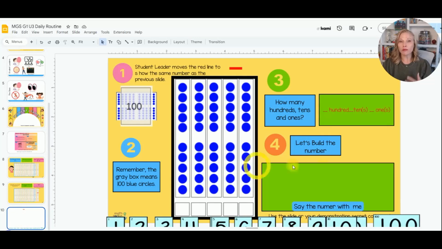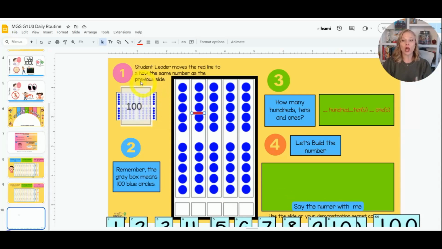Now, from here, we're going to build the number one more time using your dots. And if you're using your dot chart, they would flip over one of the tabs that says 100 on the side. So the full 100 chart with all your blue dots has a little tab over here on the left. You flip it over and it will show the 100 card. So this first part is just setting all of it up. The student leader would move the red line to show how we show 100. If it was 113 on our last one, okay, we make the same number here. And then the student leader says, remember, the gray box means 100 blue circles. So we have 100. Now the student leader says, how many hundreds, tens, and ones?